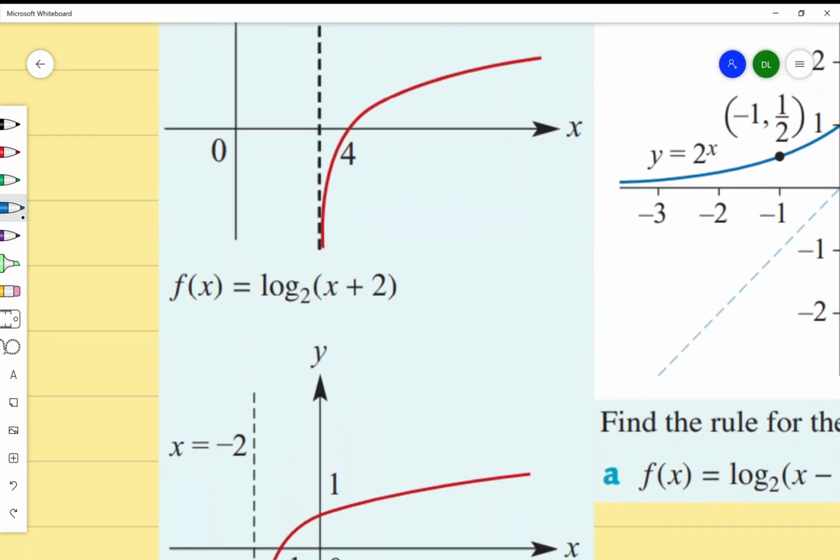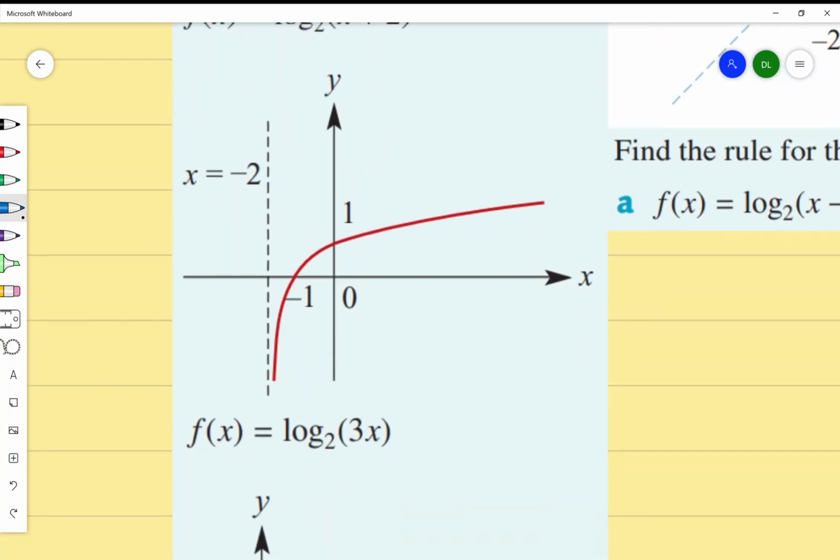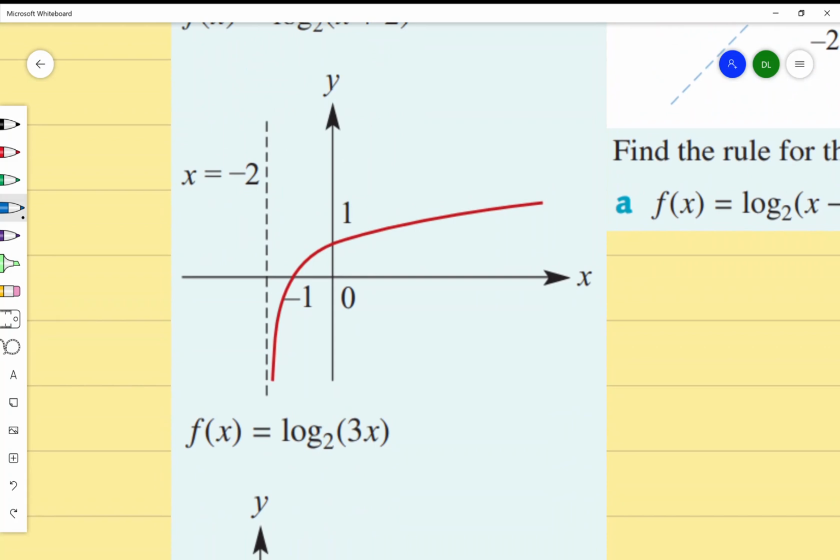Over here, I have f of x equals log base 2 of x plus 2. If I'm plussing 2 inside the bracket, I go left 2 units, don't I? My asymptote goes from x equals 0 to x equals negative 2. Are we okay with that? Yeah. Here, before I continue, does anyone want to guess what this graph looks like?